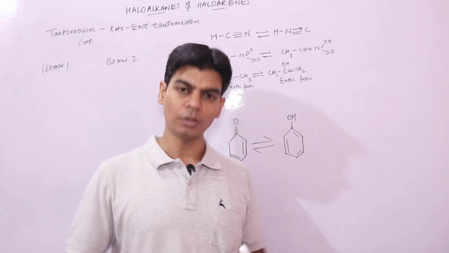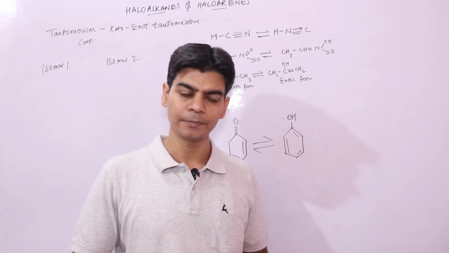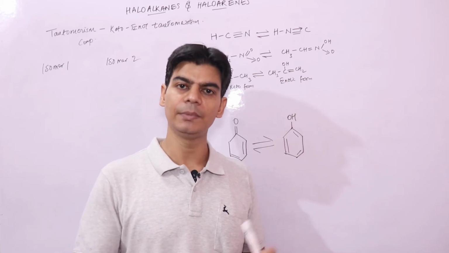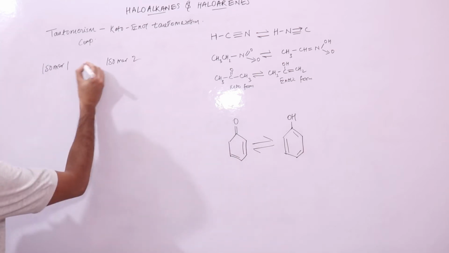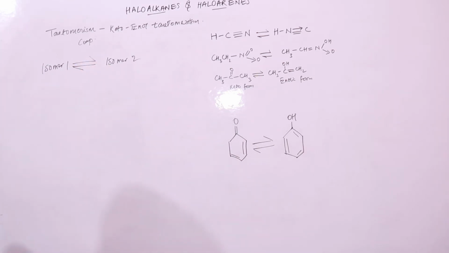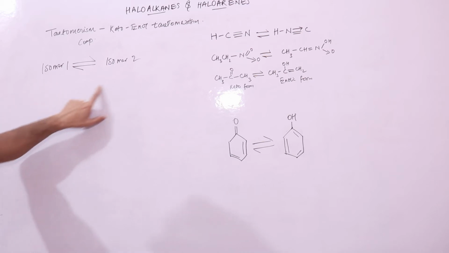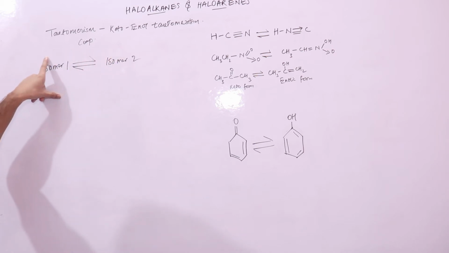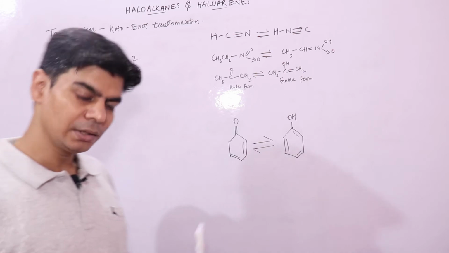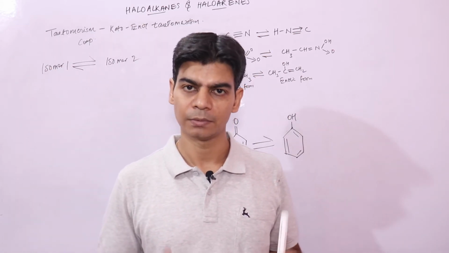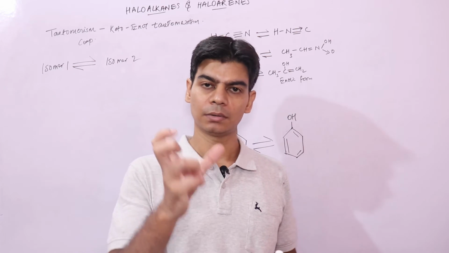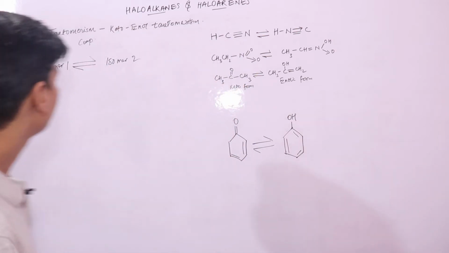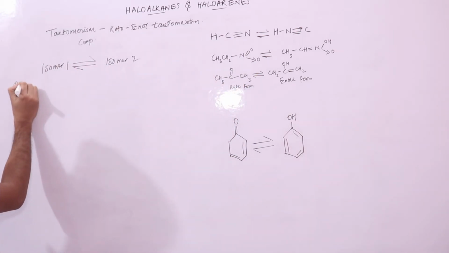Now the important thing in tautomerism is that these two isomers are in dynamic equilibrium with one another. When we say dynamic equilibrium, that means I put an equilibrium sign: this isomer converts into this isomer anytime, and this isomer can convert into this isomer. So these two isomers can interconvert into one another through the movement of one atom, which is generally a hydrogen atom.